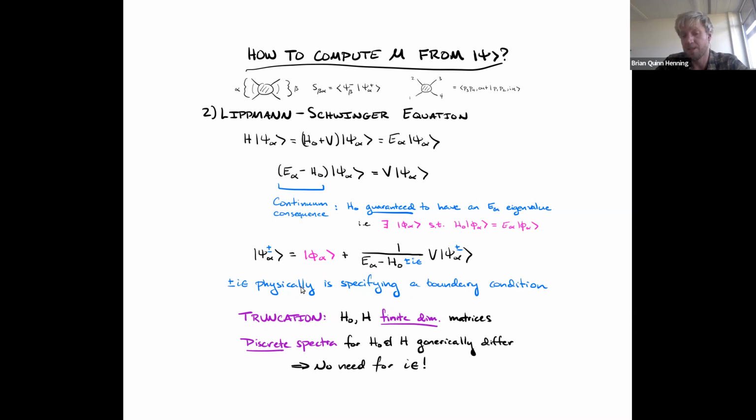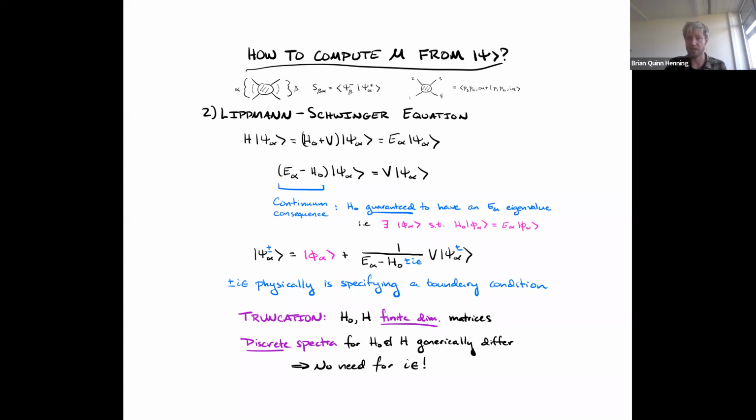But the issue with truncation is that H naught and H are both finite dimensional matrices, meaning that they're going to provide discrete spectra, and those discrete spectra will generically differ. So there's no need for an i epsilon. Again, there's no immediately clear connection of the states outputted from truncation to asymptotic scattering states.